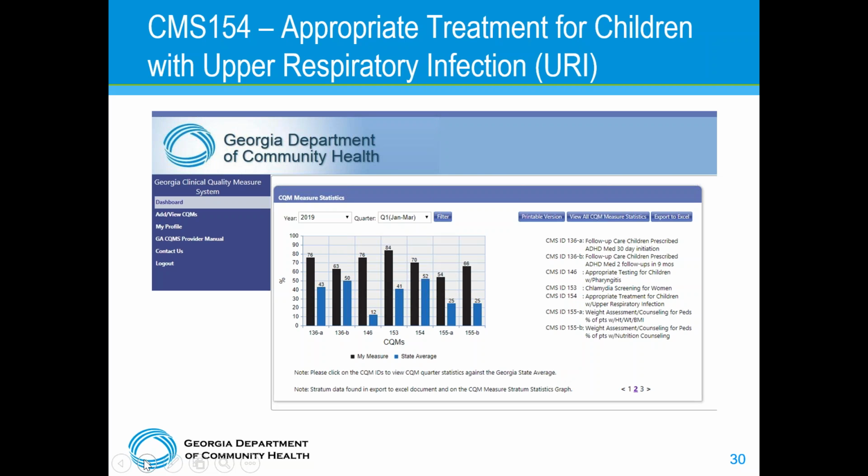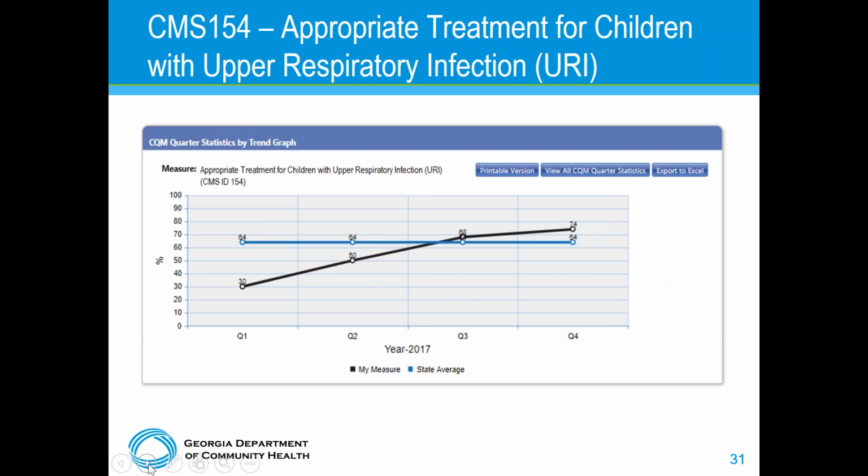And again, on the next slide, I can see my trend over the year for 2017. So I can see by this trend graph, I was well below the state average in Q1, and I can see that the interventions for this particular patient population has improved, and the reduction of unnecessary antibiotic therapy. I began the year at 30% and ended at 74%.